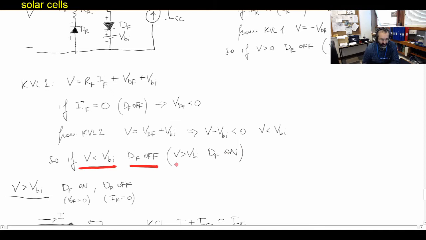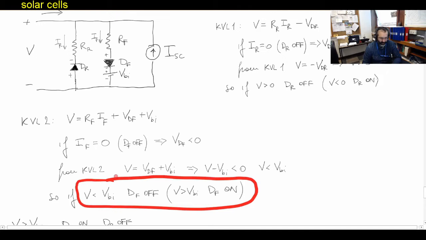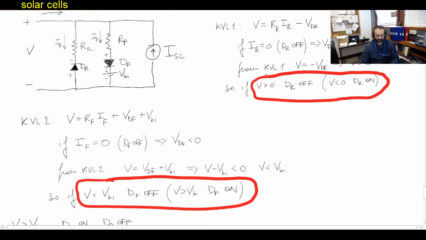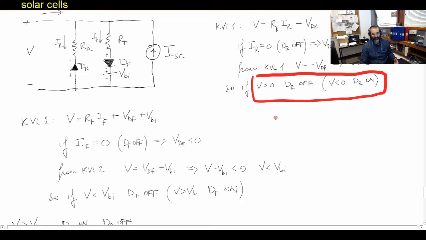Or, if you like, if V is bigger than VBI, DF must be on. So, now we have these two. Sorry, I hope they fit together on the screen. So, we found these two conditions that will now allow us to divide the possible values of V into several regions, and we now have a way to say whether for a specific value of V, DR is on or off, and DF is on or off. Okay, that's why we did this.